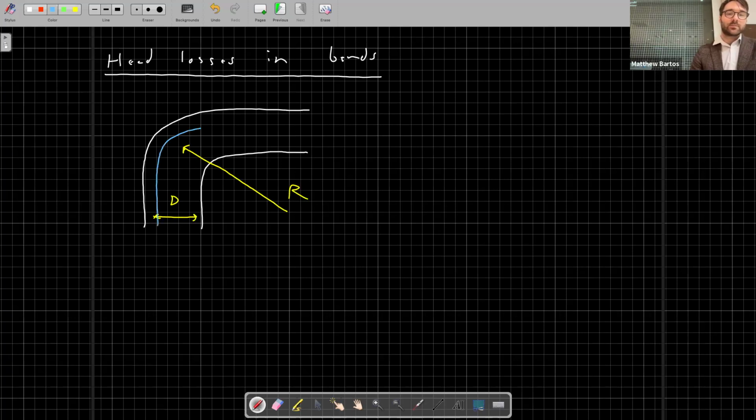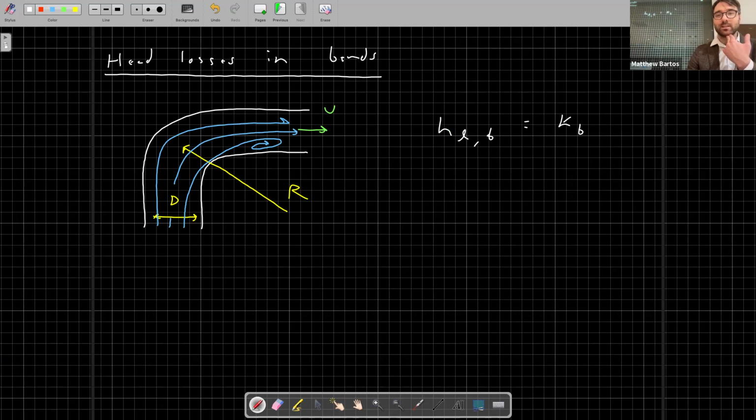So if you imagine a circle basically subtending this bend, there is a radius associated with that circle. You will have streamlines within the bend. And as I mentioned at the beginning, the streamlines at the inner wall of the bend will tend to separate from the wall as it goes through that bend, and they'll cause turbulent eddies along this edge. So that's where you will get your losses. We have some velocity coming through this bend of U. And so our head losses are given by the expression h_L,b for bend is equal to K_b times U squared over 2g. So no big surprise there.